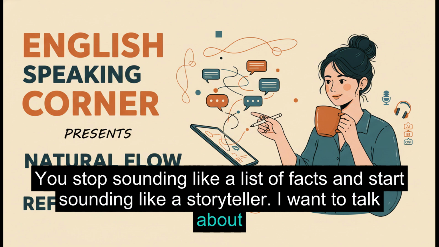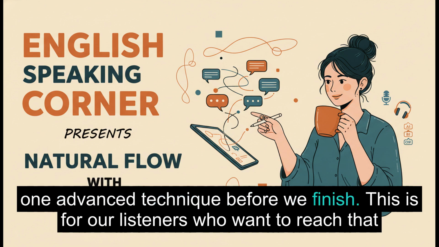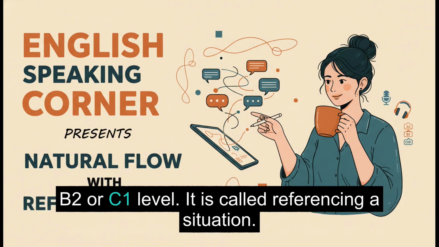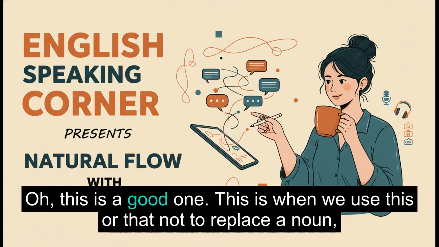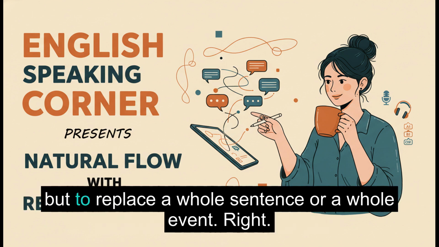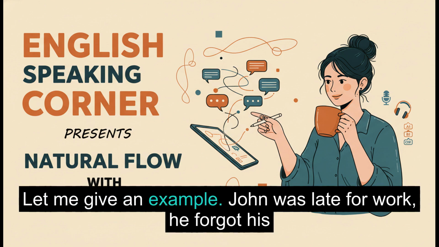I want to talk about one advanced technique before we finish. This is for our listeners who want to reach that B2 or C1 level. It is called referencing a situation. Oh, this is a good one. This is when we use this or that not to replace a noun, but to replace a whole sentence or a whole event. Right. Let me give an example.